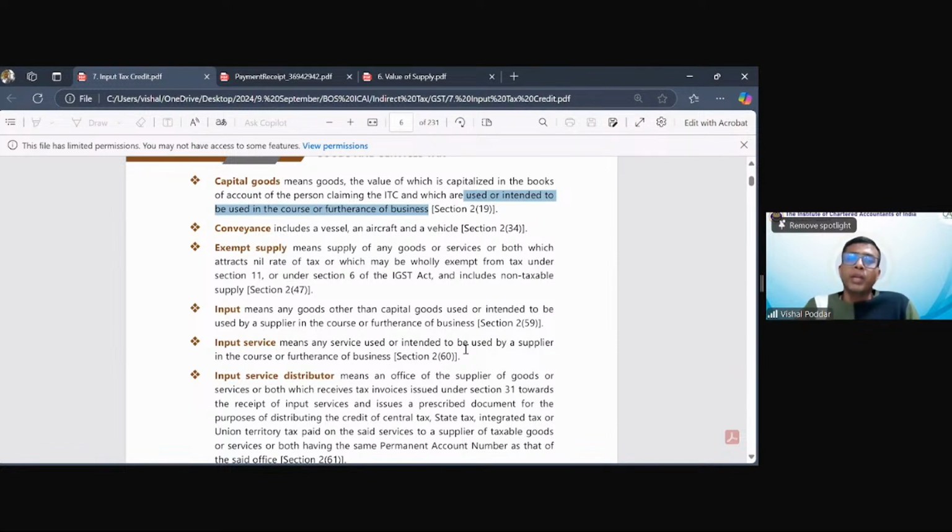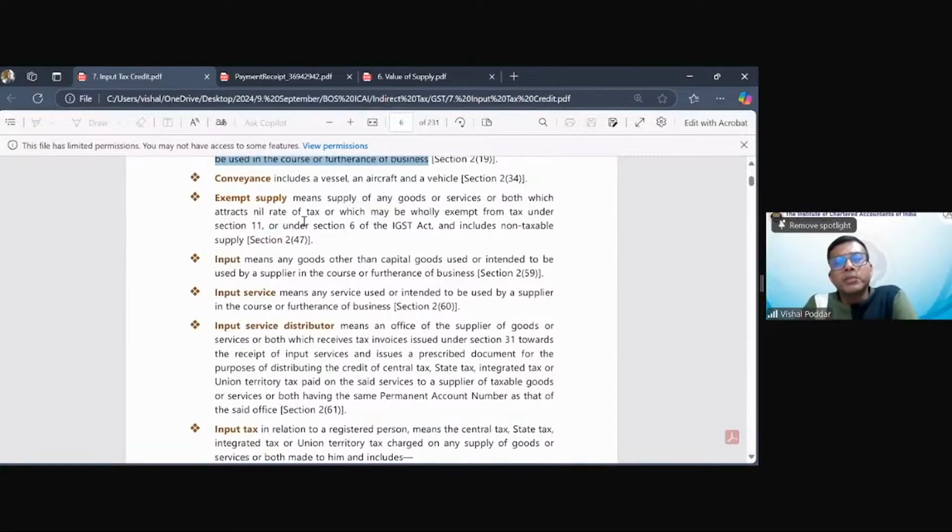The answer is no. I will not get ITC for the simple reason that ITC is allowed only when it fits in any of these three. And in all these three definitions, the common condition is that it should be used or intended to be used in your business. So if it is my personal property, personal expense, it will never be eligible because of the definition itself. Conveyance, exempt supply, I'm not referring to now because it is not required right now. We'll see to that whenever required.